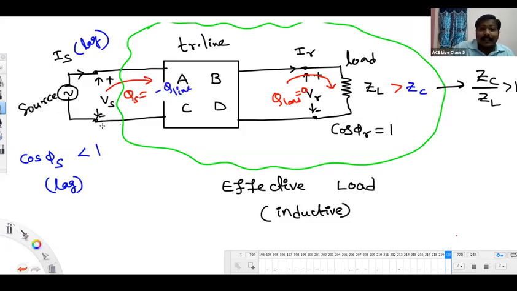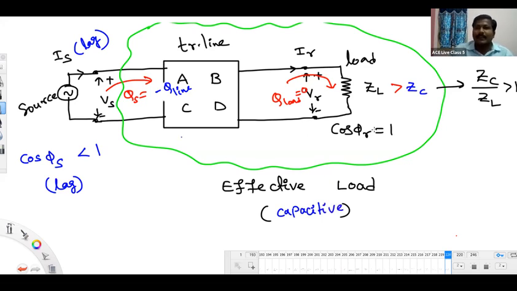Means the line is supplying negative reactive power, so the source will be absorbing that reactive power. As a whole, the effective load that is delivering the reactive power will obviously be capacitive in nature.